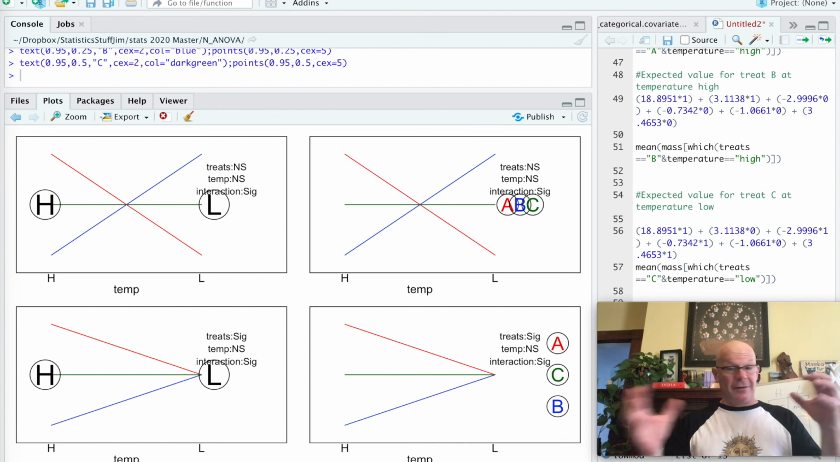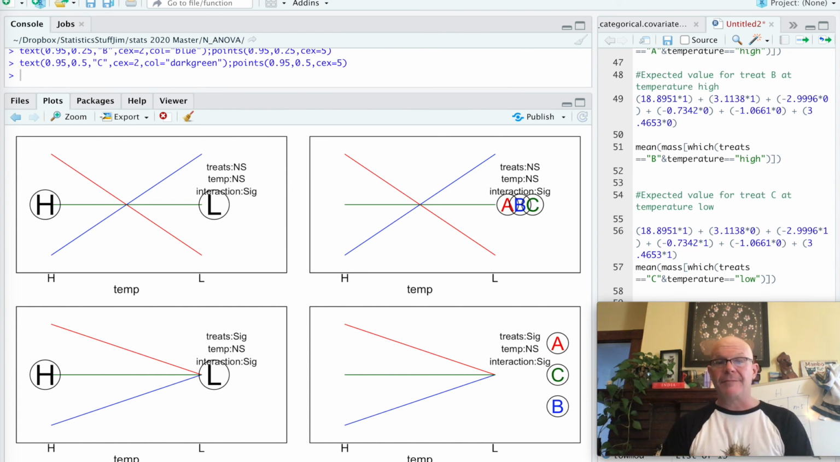If you just lump together high and low temperatures, here we're only thinking about the effect of the treatments. That's why it would make sense to me that treatments would come up being significant, but temperature would end up being not significant. And I also guessed, accurately, probably, that the interaction term would be significant.